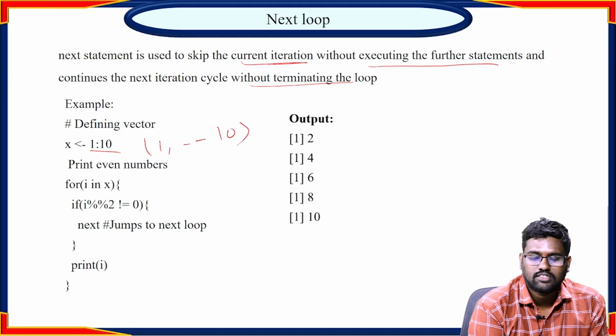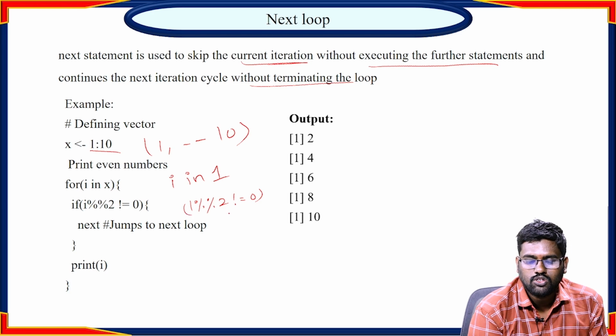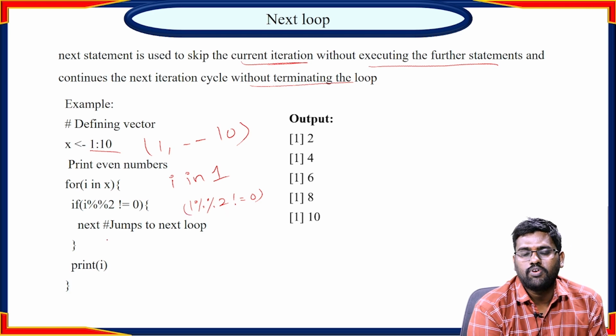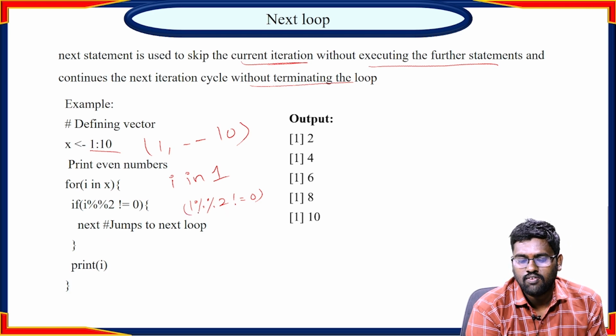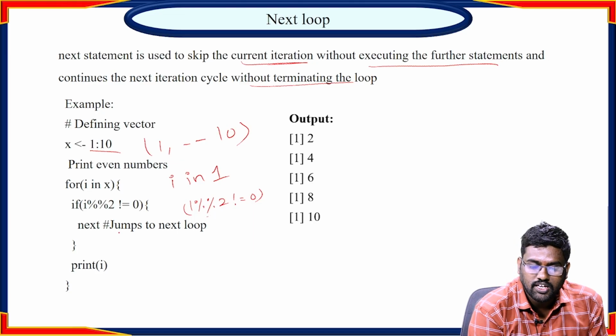So for i in x, for i with the first value as 1, check whether 1 modulus 2 is not equal to 0. If it is true, they need to jump from this condition. So first they will enter 1, so it will not be printed. It is true, so that's why it jumps in the loop and they will print the next value.